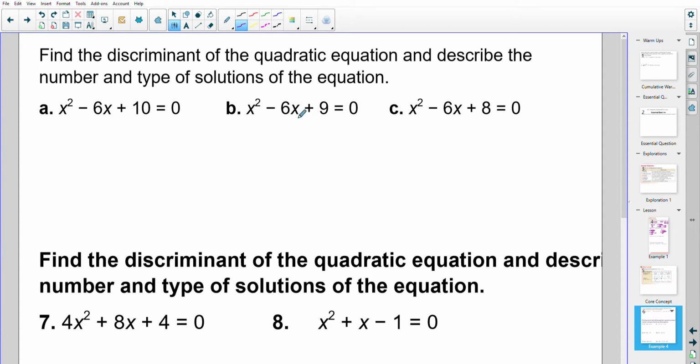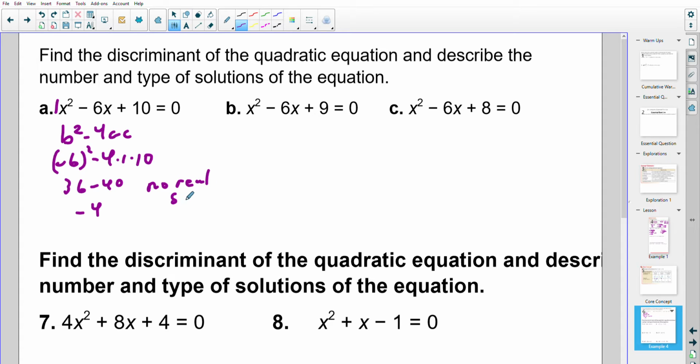For example, if the question asks to find the number and type of solutions of the equation, you're just keying in on your a, b, and c, and you're writing down b squared minus 4ac, and so that's going to be a negative 6 squared minus 4 times 1 times 10, 36 minus 40, which is a negative 4. That tells you that there are no real solutions, but two imaginary solutions.